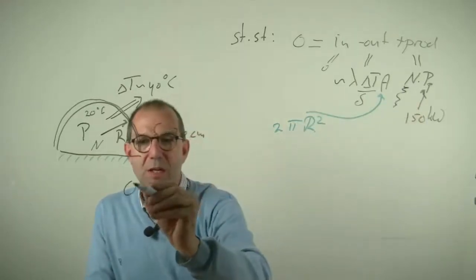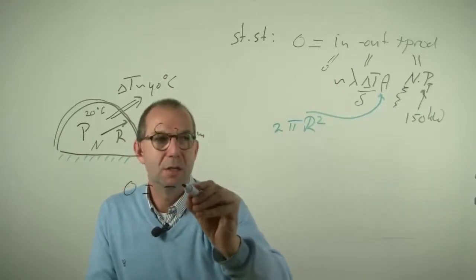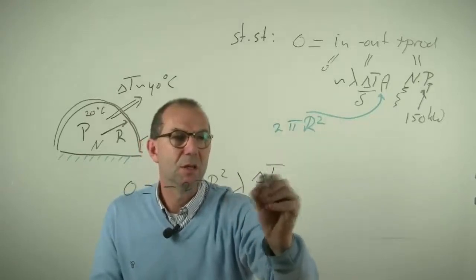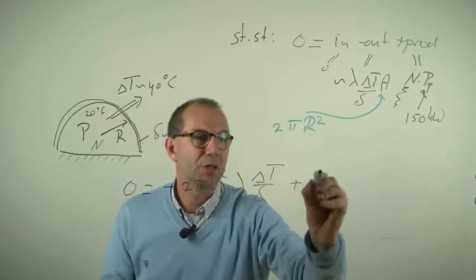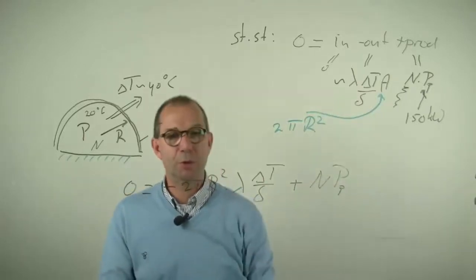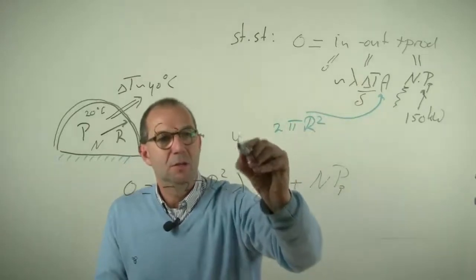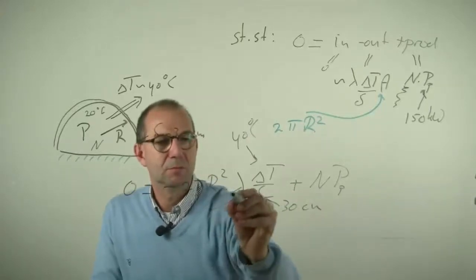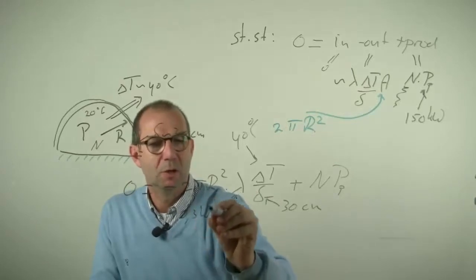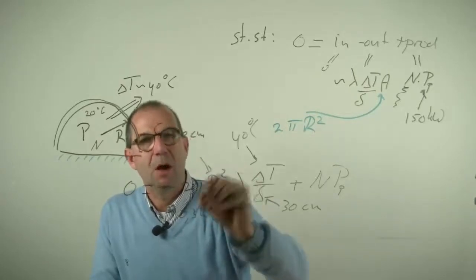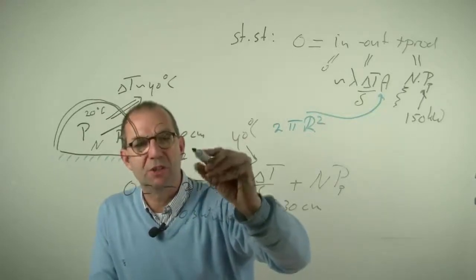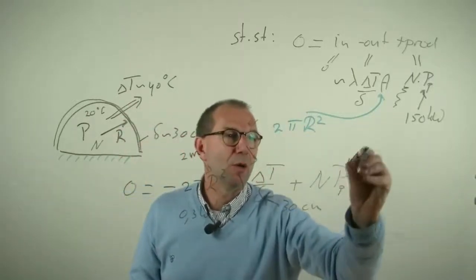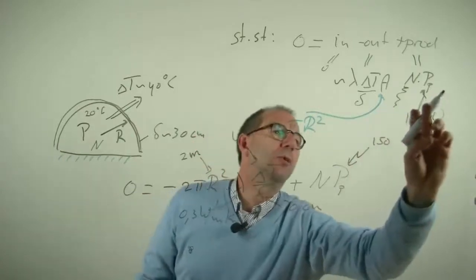Our balance now reads as 0 equals minus 2 pi r squared for the area times lambda delta T over the thickness plus the production, which is n times the production per person. Delta T is 40 degrees Celsius, the thickness is 30 centimeters. Lambda is about 0.3 watt per meter Kelvin. R is on the order of 2 meters to have a decent igloo, so that it's 2 meters high and I can stand. And this was our 150 watt.